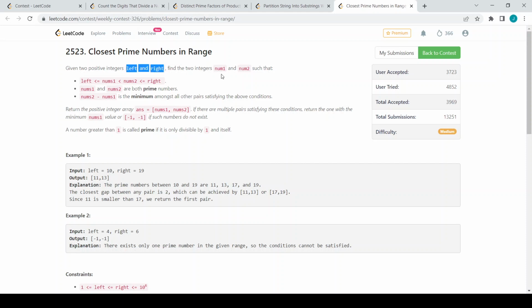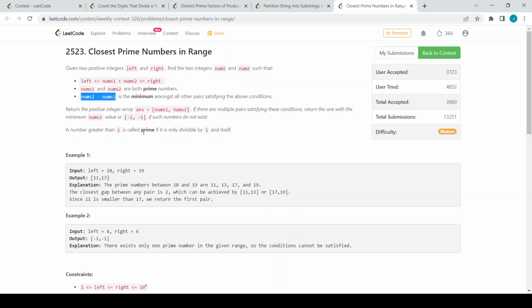Find the two integers nums1 and nums2 such that nums1 is greater than or equal to left and lesser than nums2, and nums2 is lesser than or equal to right. Both nums1 and nums2 should be prime numbers, that is the condition, and we have to minimize the difference: nums2 minus nums1 is the minimum among all the pairs satisfying the above conditions. So return the positive integer array answer, nums1 and nums2. If there are multiple pairs satisfying these conditions, return the one with the minimum nums1 value. Else we want to return -1 if such numbers do not exist.